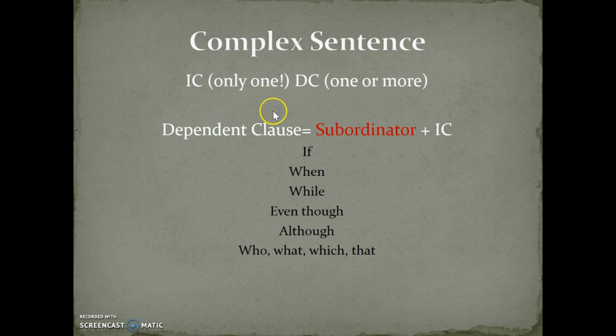If you remember from part 1, in order to make a clause, you will need a subject and a verb. When you add a subordinator to a subject and a verb, you make a dependent clause. Here's a list of some subordinators: if, when, while, even though, although, who, what, which, that, because, etc.